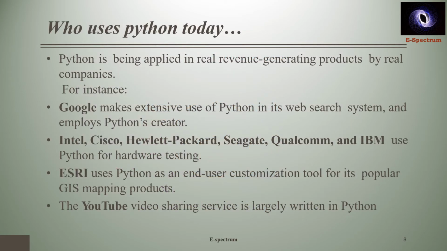Now who is using Python today? It is being applied in each and every instance nowadays. Google makes extensive use of Python in its web search system and employs the Python creator. Intel, Cisco, Hewlett Packard, all are using Python for hardware testing. ESRI uses Python as an end user customization tool for its popular GIS mapping products. Also, we always search on Google for different YouTube videos. The YouTube video sharing service is largely written in Python.